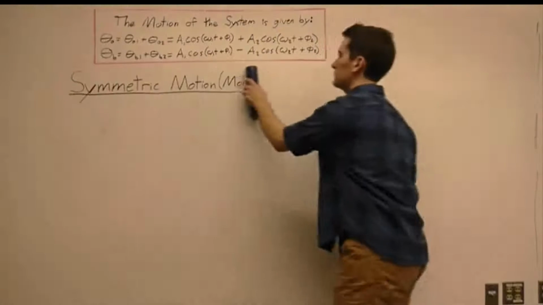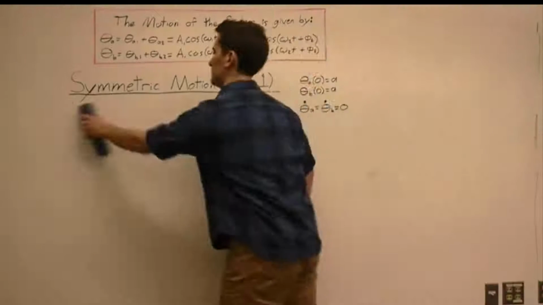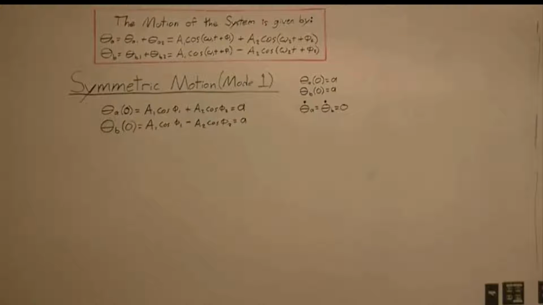First, looking at symmetric motion, we see that at time equal to 0, theta of A and theta of B both equal A, while theta dot A and theta dot B are both equal to 0. In other words, at time equal to 0, they both have the same amplitude, and they both have 0 initial velocity. We plug these initial conditions into our equations for the motion of the system and examine the initial position at time equal to 0 of the system.